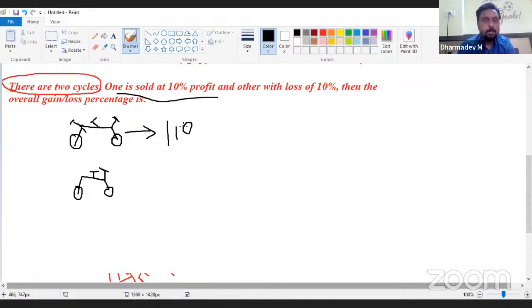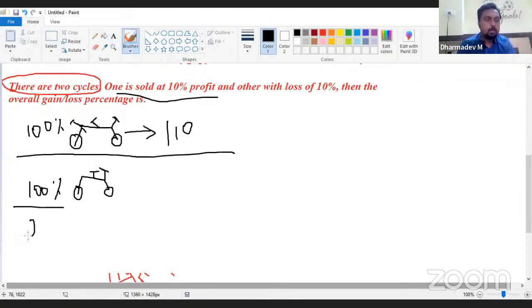So 110. He bought 2 cycles, so each would cost 100%. I hope you understand the meaning of that. So 2 cycles, both 100%, so total 200%. One is sold at 10% profit and the other cycle is sold with 10% loss.